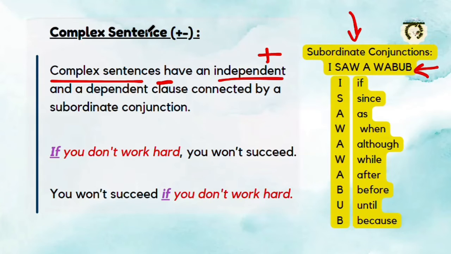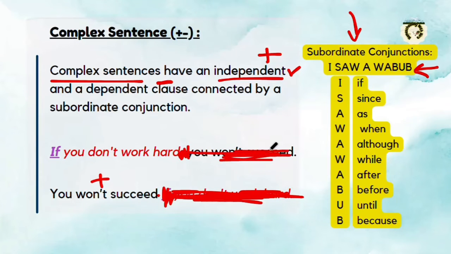Now, in complex sentences, you must have an independent clause and a dependent clause. I told you earlier that I'll tell you what dependent clauses are. So let's have a look here. If I cover up this part of the sentence, you won't succeed. It's a simple statement. You won't succeed, right? It's an independent clause or a complete sentence. But if I cover this part of the sentence, if you don't work hard, if you don't work hard.